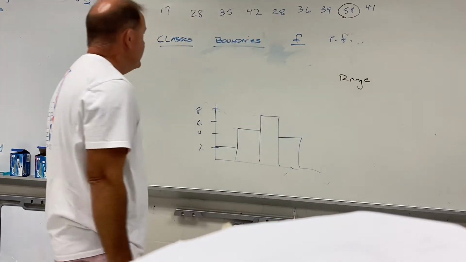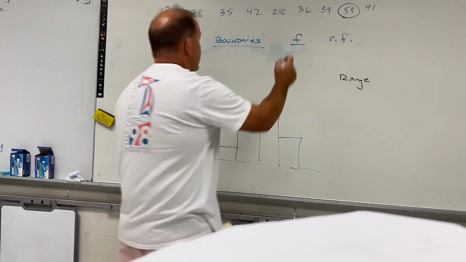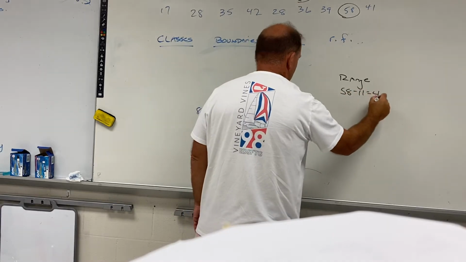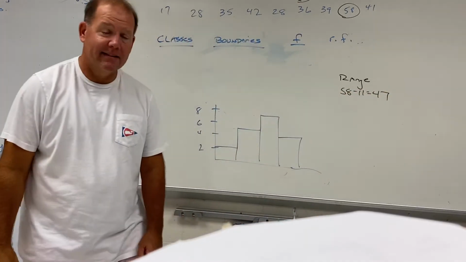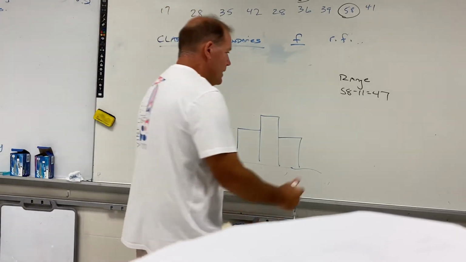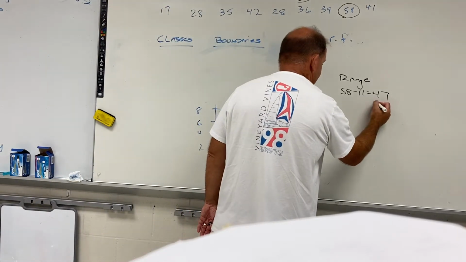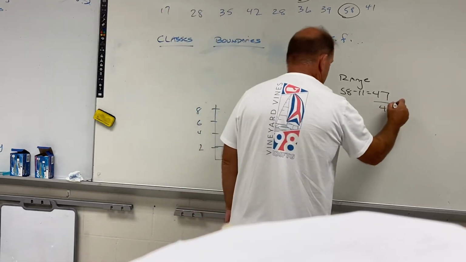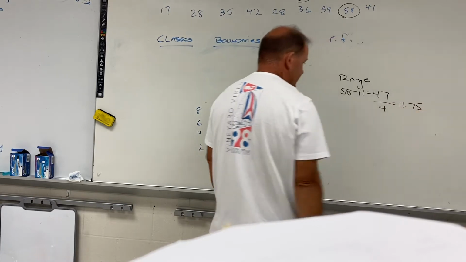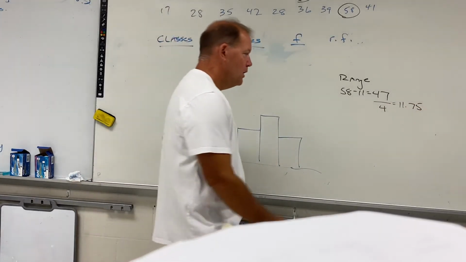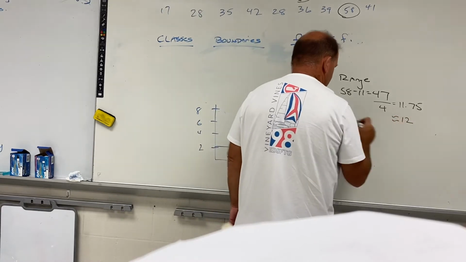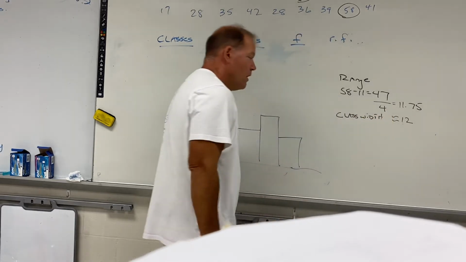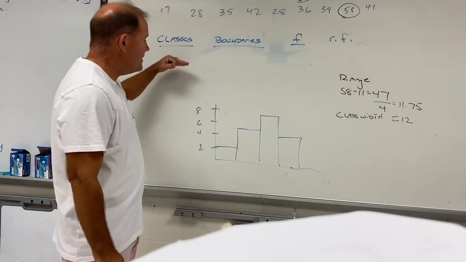The largest number in the data set is 58, and the smallest number in the data set is 11. So the range of my data set is 47. I'm going to divide that by the number of classes, and when I do, I'm going to come out with a decimal. Whenever we come out with a decimal, we round up, and that represents our class width. So each one of these classes is going to have a width of 12.